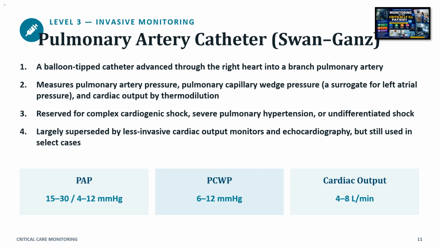Normal values. PAP, 15-30/4-12 mm of mercury. Reflects pressure in the pulmonary artery and right heart workload. PCWP, 6-12 mm of mercury. Estimates left atrial pressure and left ventricular preload. Cardiac output, 4 to 8 L per minute. Indicates overall heart performance and tissue perfusion.